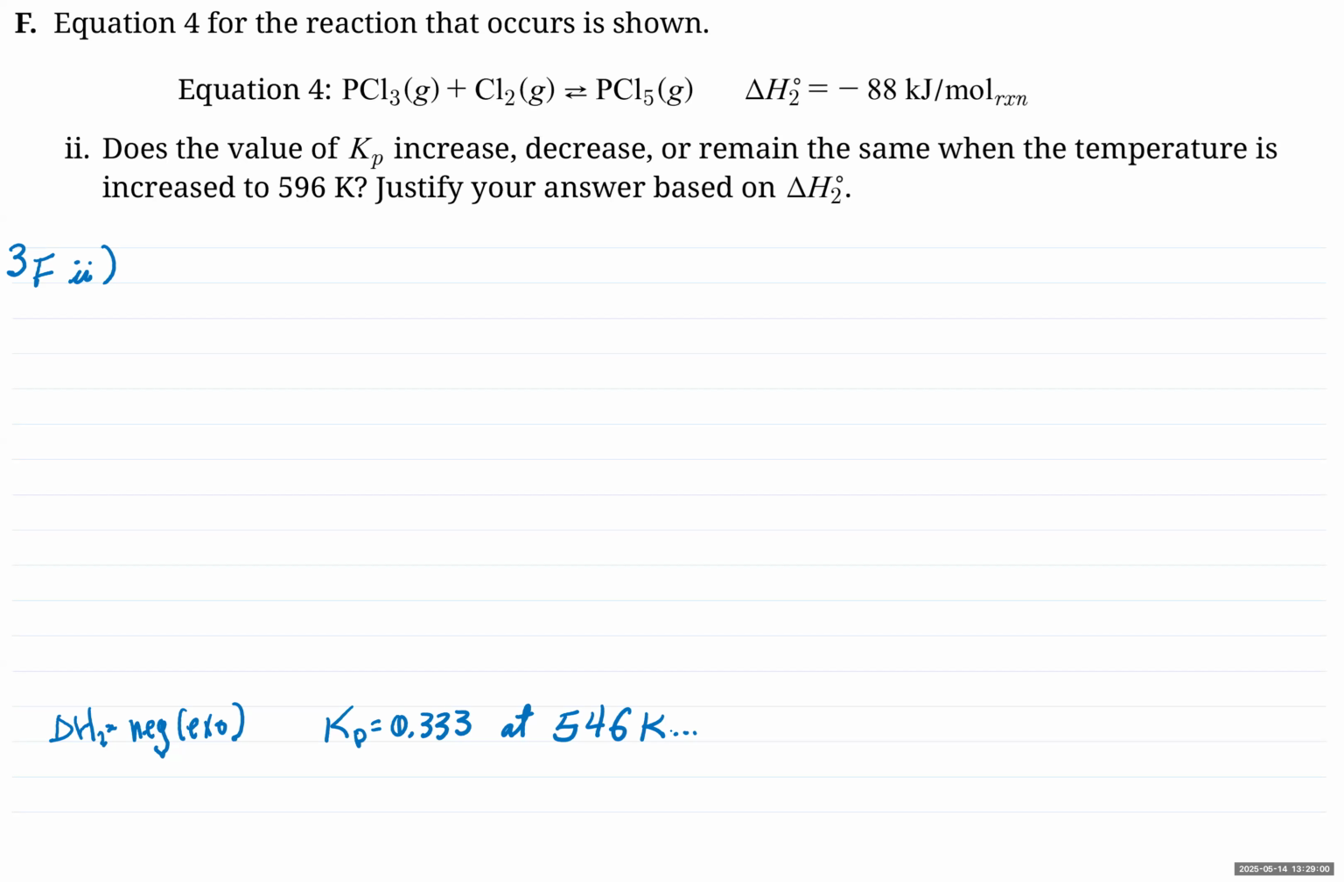reactant side, right? So what are some of the things that we need to mention here to get on the good graces of our readers? You probably want to talk about Le Chatelier, right? You want to probably mention that. So we know that the value will decrease. So we'll start with that. So we'll say that the Kp will decrease.